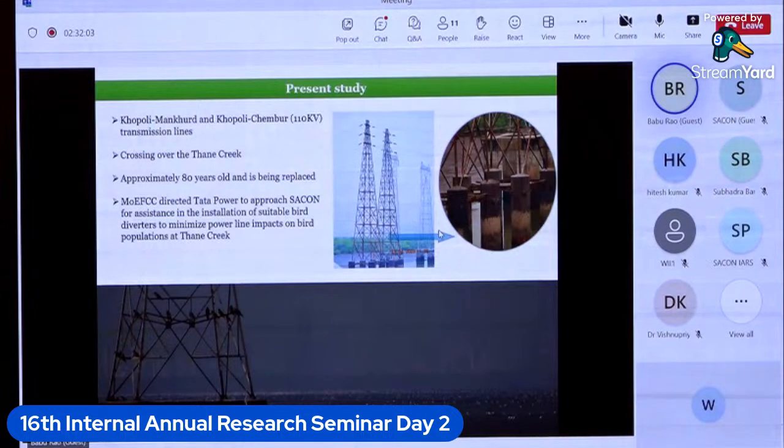in the area. So, while approving the proposal submitted by Tata Power for clearance, the ministry directed Tata Power to engage with the Sarkar to get assistance in installation of suitable bird diverters to minimize the impacts of power lines in Thane.